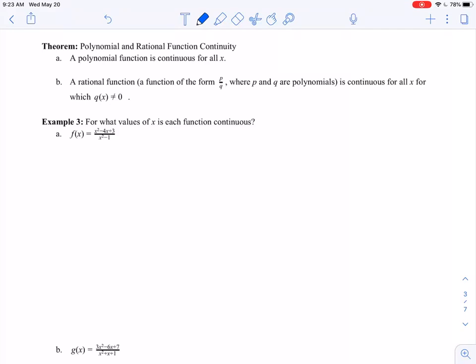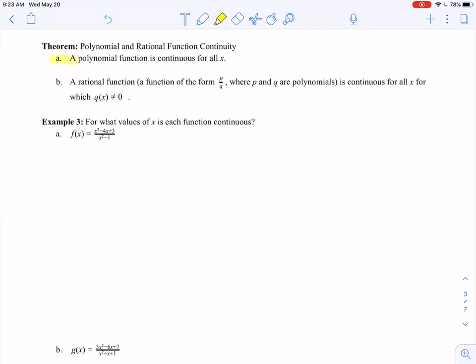More often, we're going to want to look at a function and determine all of the points of discontinuity, or rather, figure out where it is continuous and where it is not continuous, rather than investigating a single point. So we're going to look at a few examples of that here. But before we do that, we're going to give a theorem here that will make our examples a lot easier.